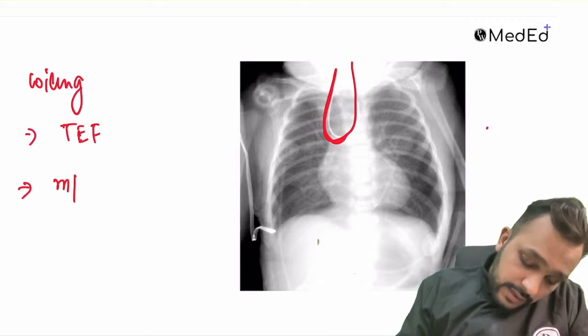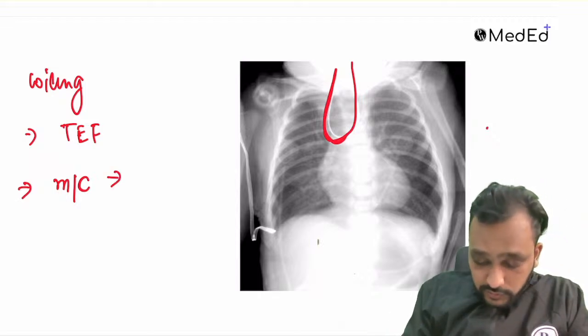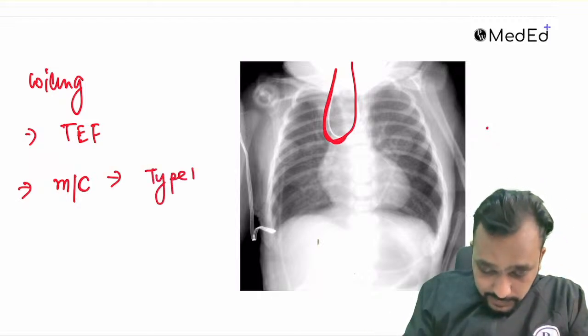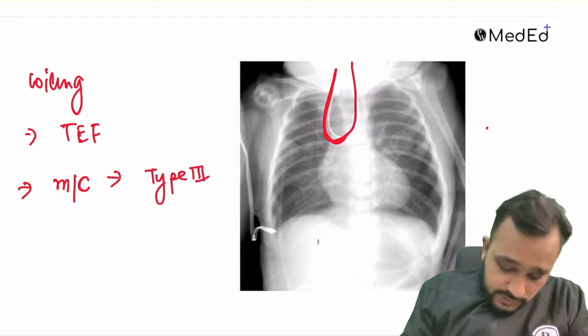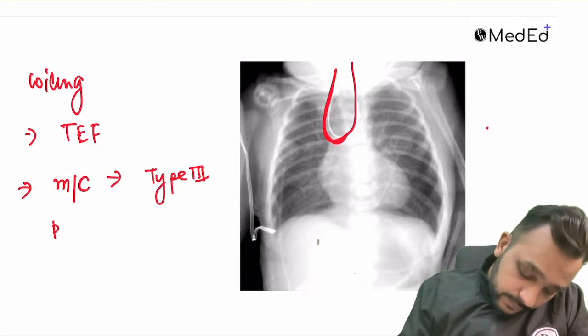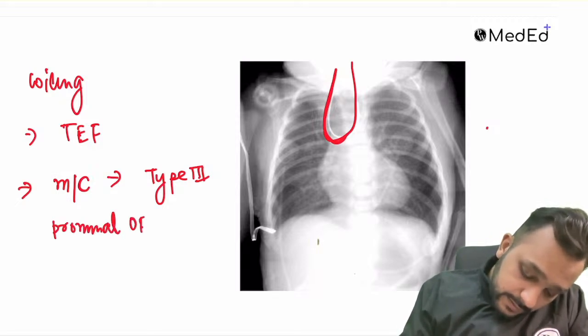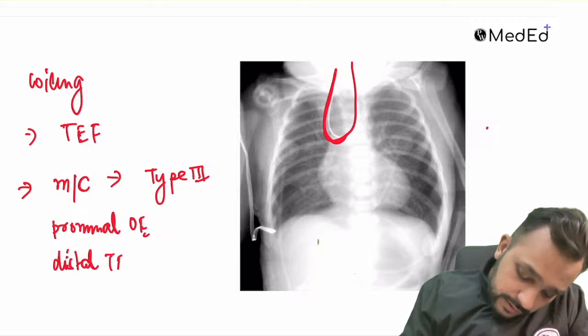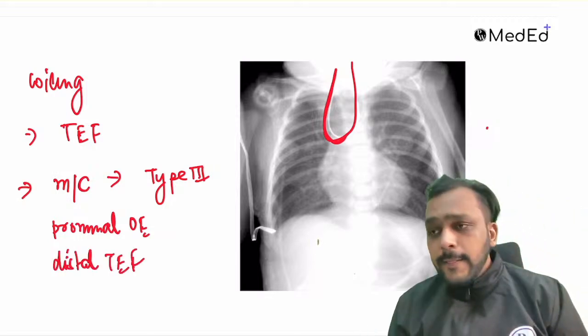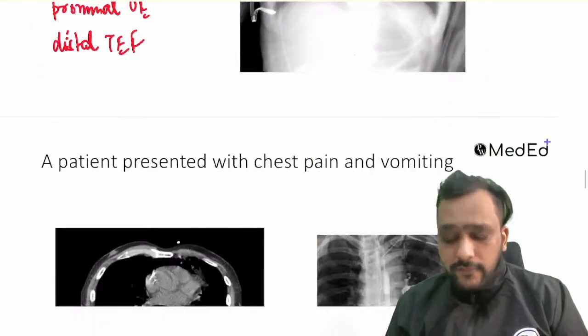So just remember that the most common type of tracheoesophageal fistula is type 3, in which there is proximal esophageal atresia with distal tracheoesophageal fistula. Right? Very good.